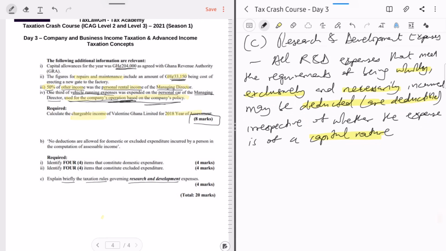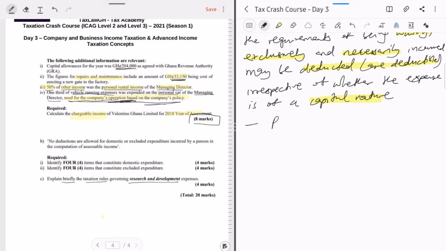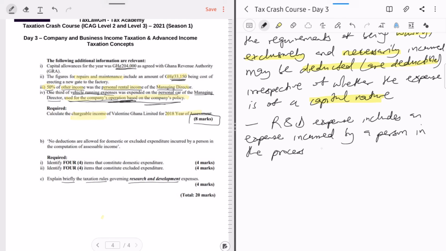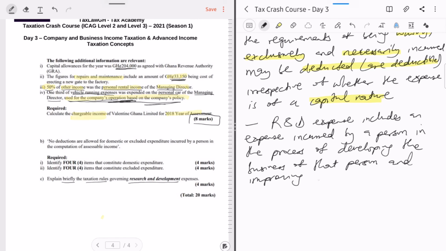Let's do that. So we say research and development expense includes an expense incurred by a person in the process of developing the business of that person and improving business products or processes.